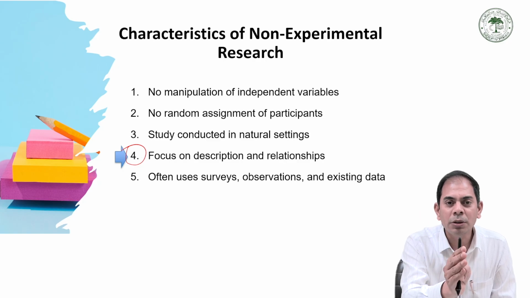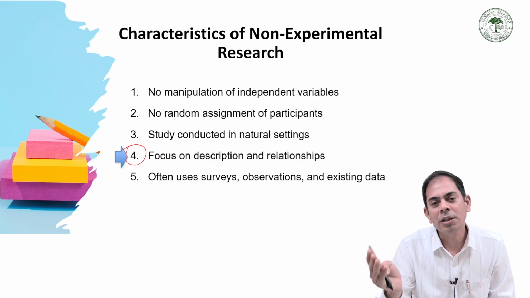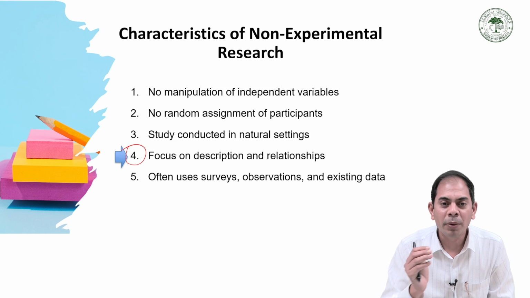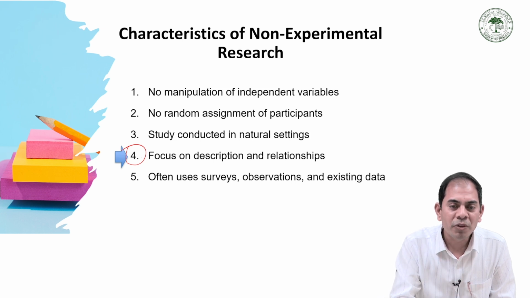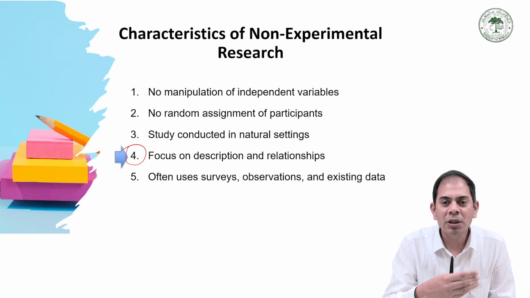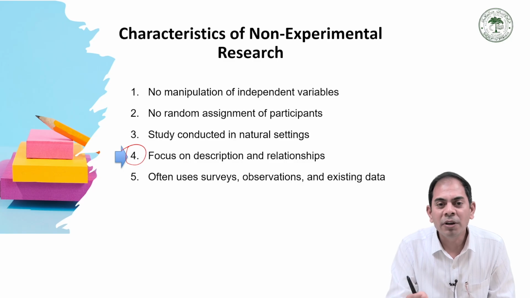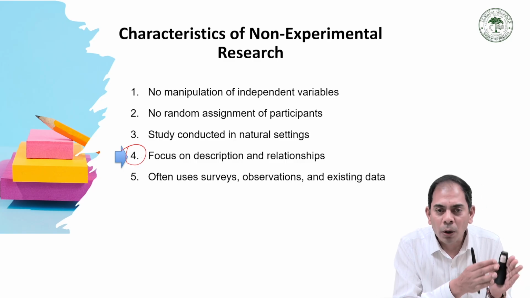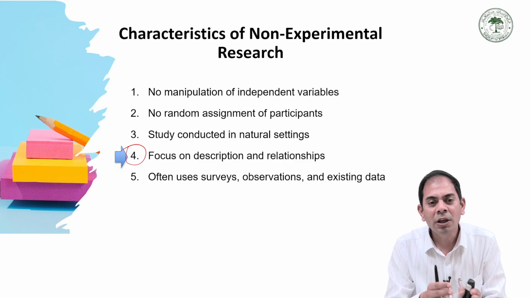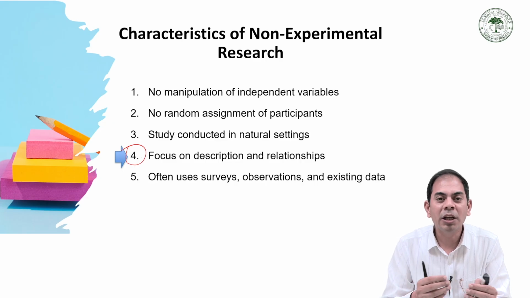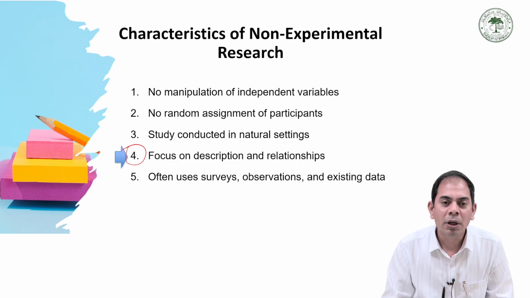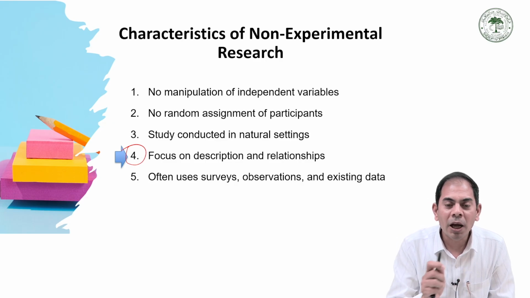We just go for the description, and next is to find out the relationship. The main aim is to describe the situation. Once we describe the situation, we find the relationship between different kinds of variables without manipulating or changing any variable. A simple example is the relationship between sleep and academic performance.